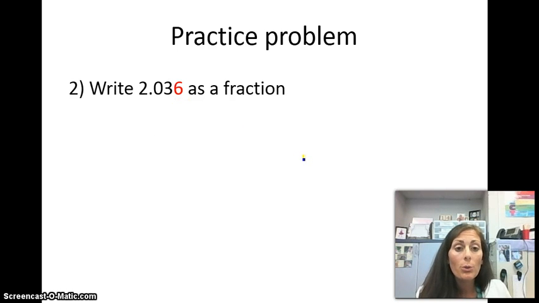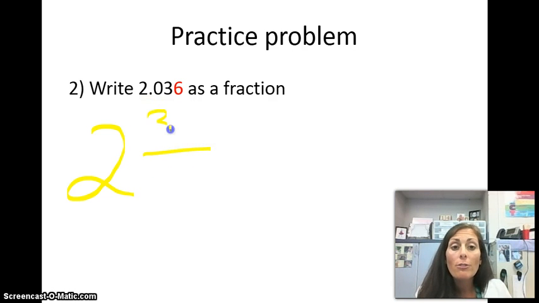Practice problem number 2. Write 2 and 36 thousandths as a fraction. Please press pause and complete the problem. Now, in your writer's journal, you should notice that you made a mixed number. You have 2 wholes, and then as a fraction, you have 36 as the numerator, and since the 6 is in the thousandths place, your denominator is going to be 1000. So as a mixed number, you have 2 and 36 over 1000.